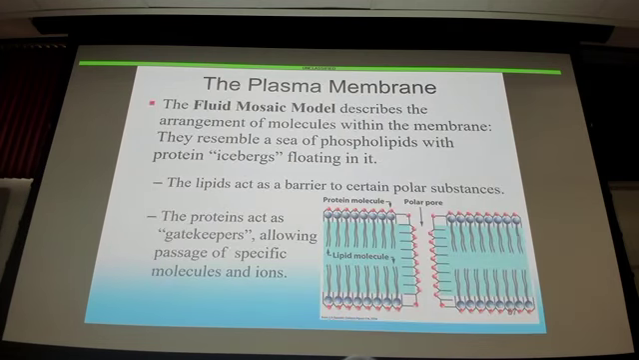It's also called a fluid mosaic model. I didn't make these up. I used them, but I didn't make them up. And that's describing the arrangement of the molecules that are part of this membrane. And so what you have is a bunch of phospholipids that are basically like icebergs floating in it. So here's the membrane, and then you have all these phospholipids that are kind of floating in there. So it's a lipid bilayer.